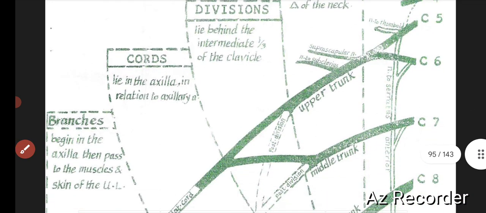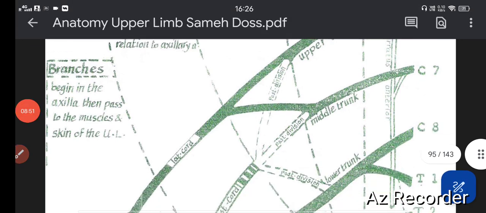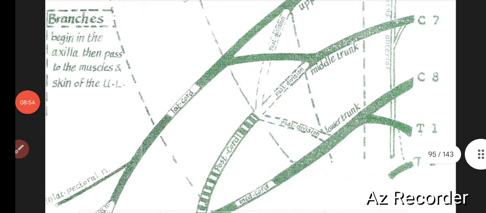Now you can see here the roots, at the upper part of the posterior triangle of the neck, by the scalene muscle. How many roots are there? Five. See, C5, C6, C7, C8, and T1.